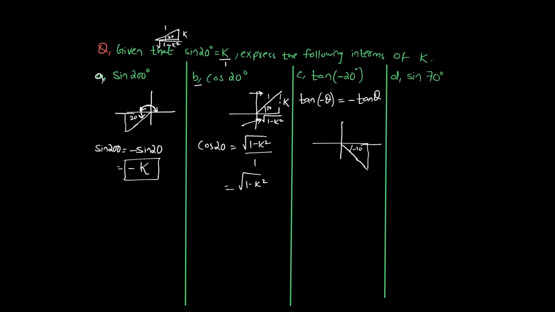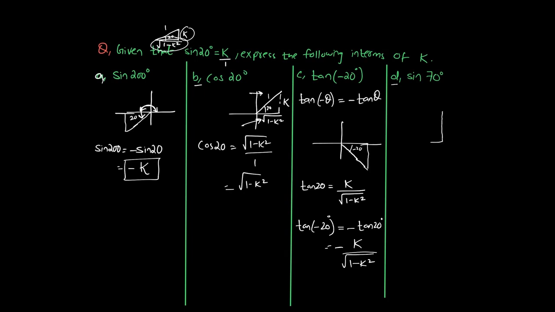So if you know that sine 20 is k, you can also evaluate tan of 20 degree. Tan of 20 degree would be opposite over adjacent. So k over square root 1 minus k square. So tan of minus 20 degree would be same as minus tan of 20 degree, which is minus k upon square root 1 minus k square. That's the ratio.